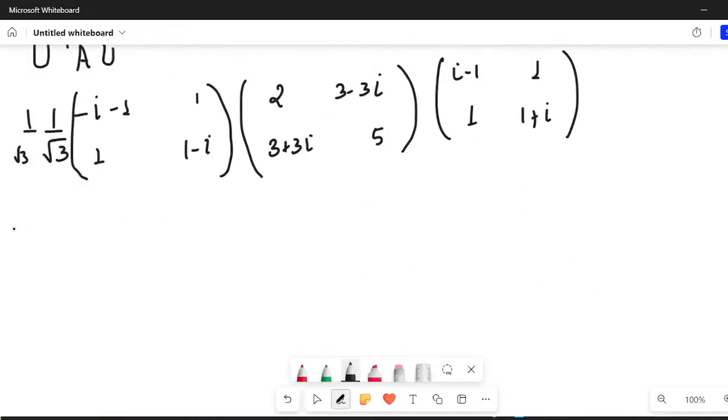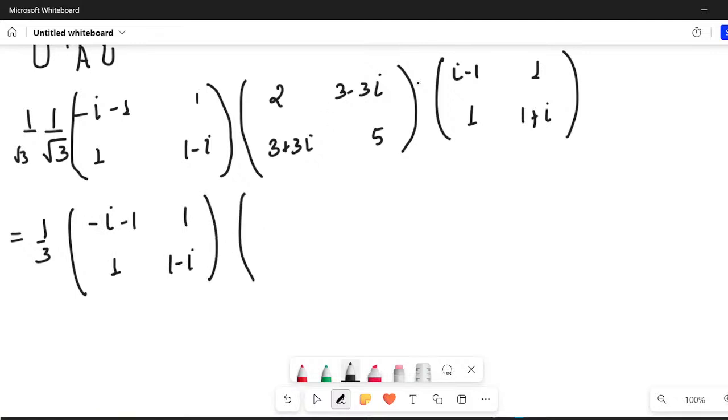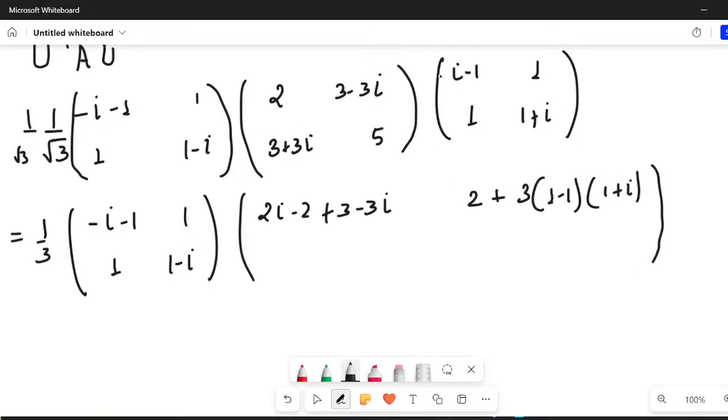So initially I'll get 1 over 3, and this is minus iota minus 1, 1, 1, 1 minus iota. And here what you're getting is 2 iota minus 2 plus 3 minus 3 iota. Then this is 2 plus 3, 1 minus iota into 1 plus iota. Then this is 3, 1 plus iota into iota minus 1 plus 5. And then you have 3 plus 3 iota plus 5 plus 5 iota.